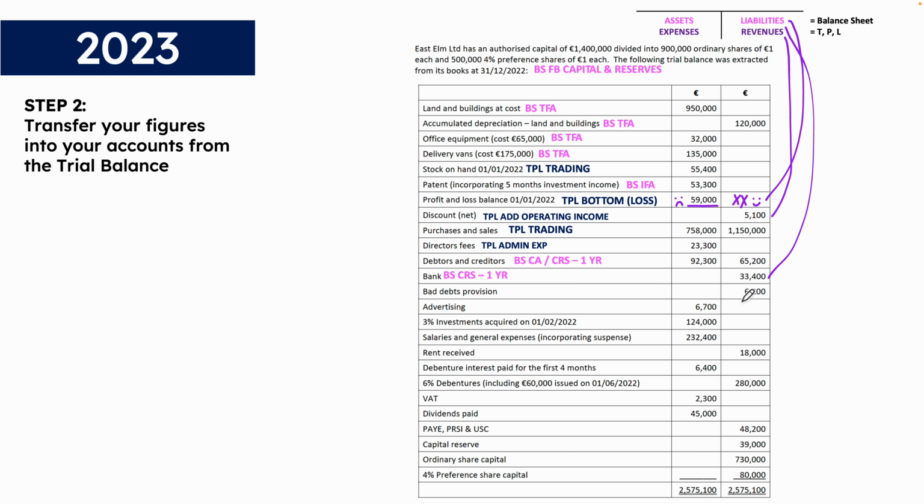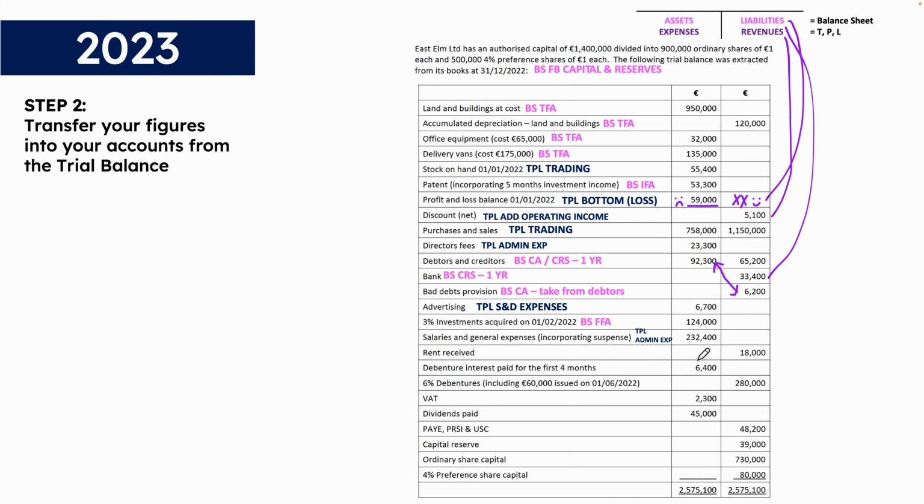Okay, bad debts provision, we are going to take this away from our debtors figure. We are going to say, okay, of the 92,300 debtors that we have there, we assume that we might not receive 6,200 of that. It hasn't happened yet, but potentially we might not receive that. So we have to show that in our balance sheet. Advertising is an S&D expense in the trading profit and loss. 3% investments are in the balance sheet in financial fixed assets. Salaries and general expenses are an admin expense in the TPL.